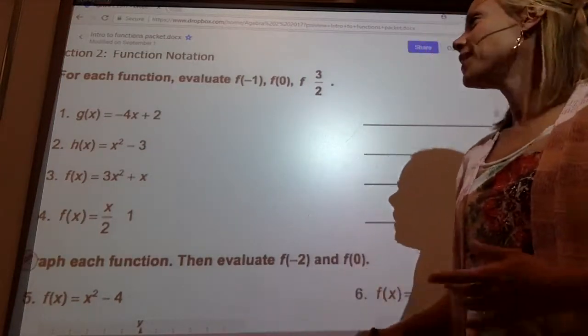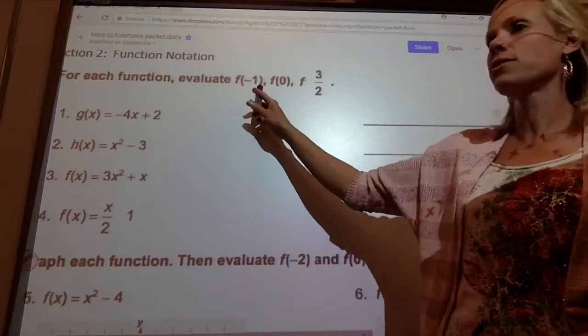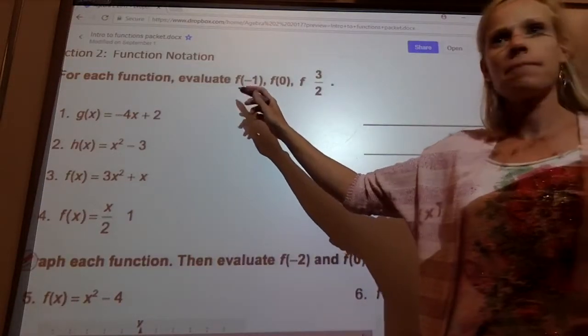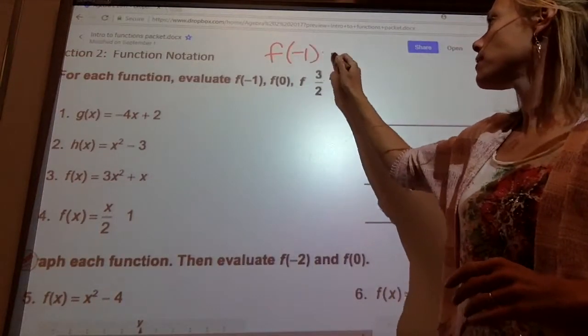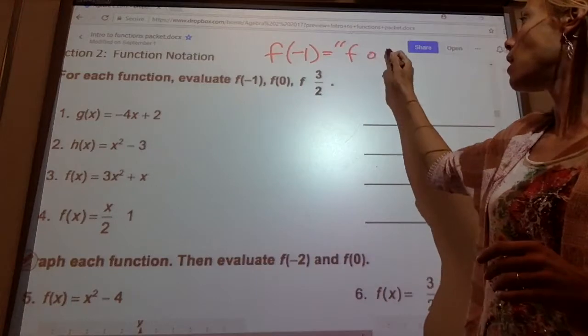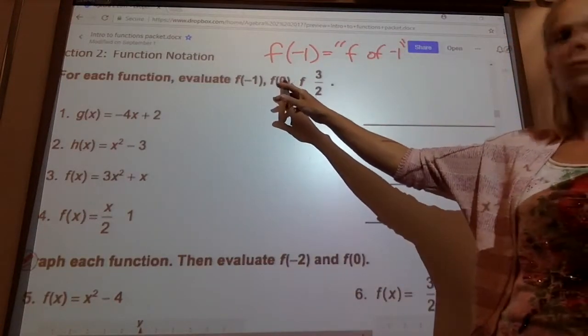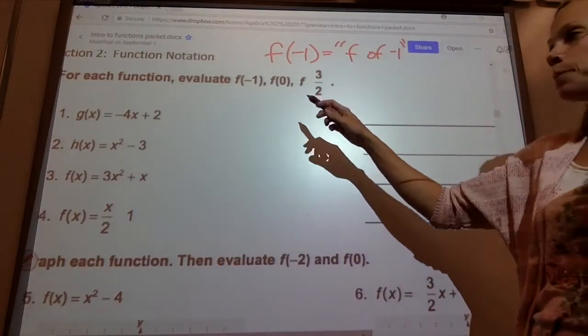All right. Function notation. Does anyone recognize this when it has the f parentheses -1? Does anyone recognize that? What to do with that? It's read when you have f parentheses -1. This is how you read it. F of -1. This would be f of 0. This would be f of 3/2. That's how you read it, okay?